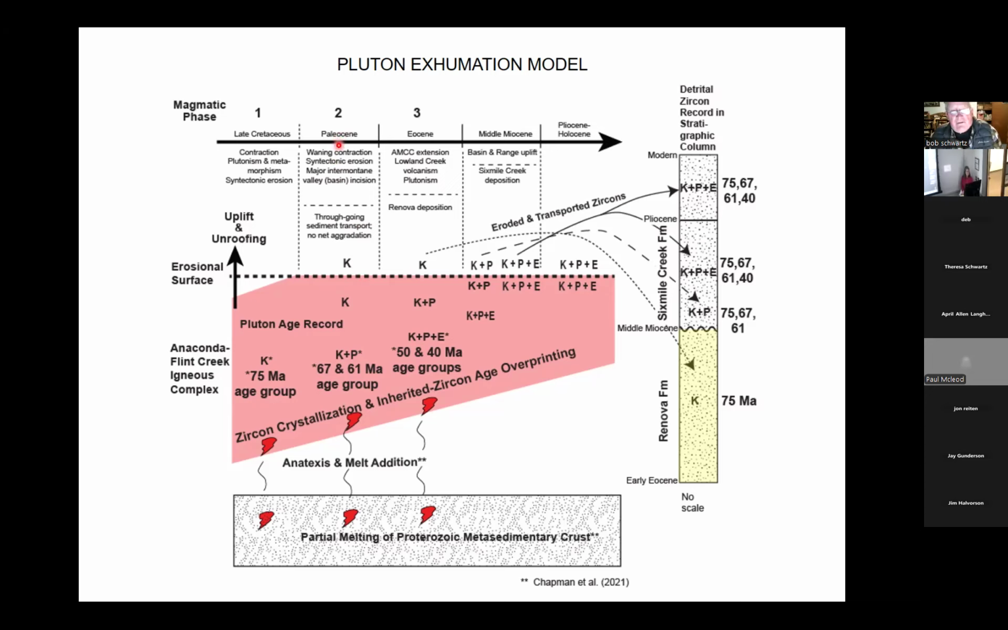What would happen to them? Well, my answer is they were flushed out of the system by fluvial systems, transported right out of the system. Go to the Eocene.